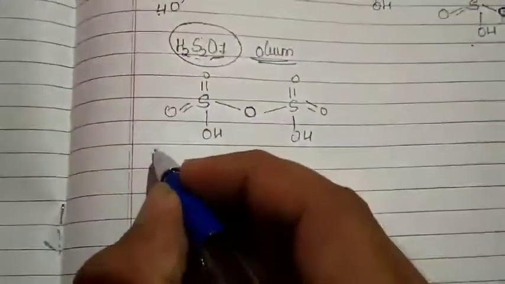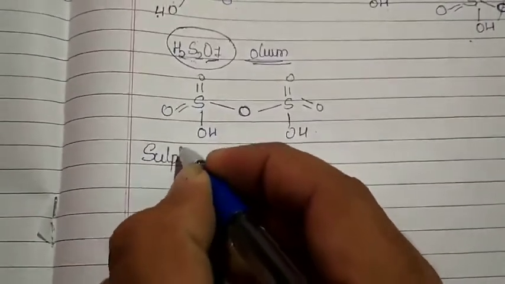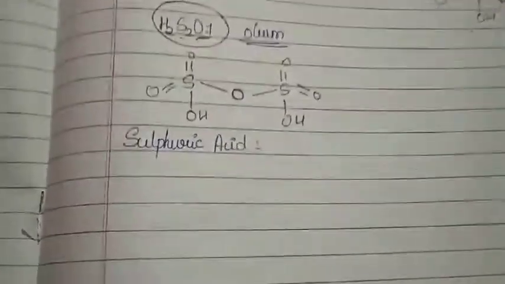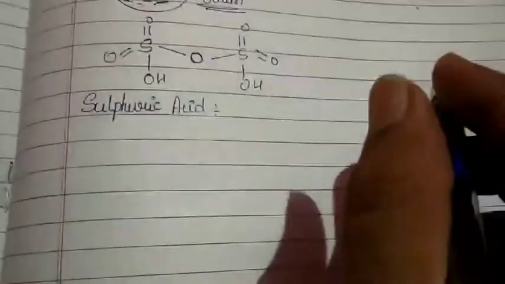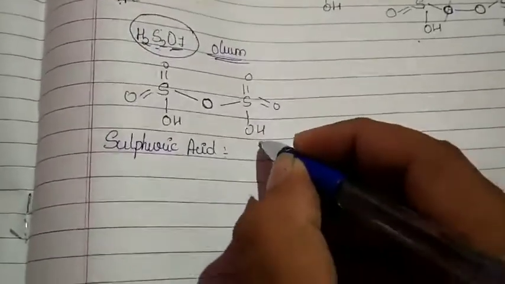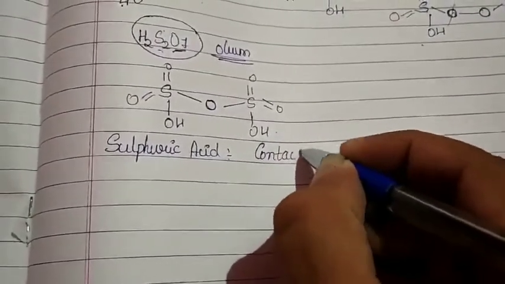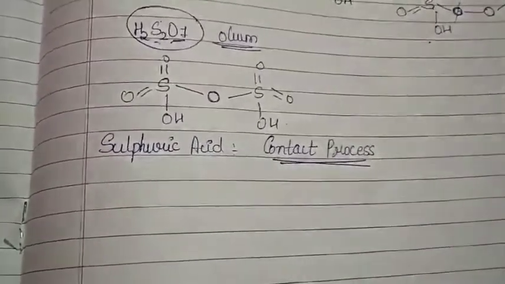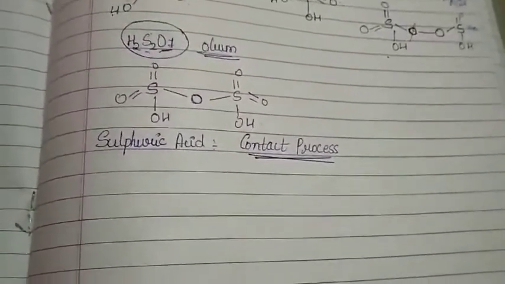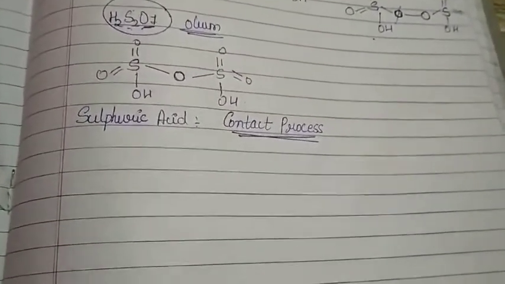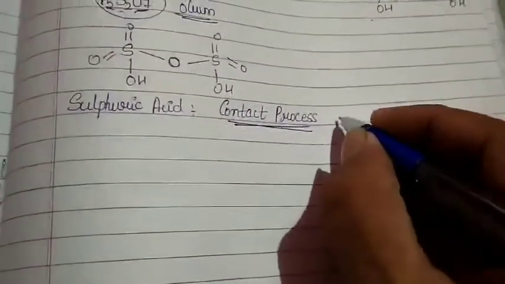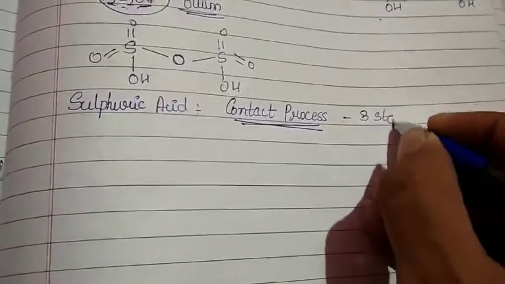The next important part we are going to study in sulfur is sulfuric acid. Pay attention here, very important topic. When we learn sulfuric acid, the first important point that strikes our mind is a process called the contact process. This is the process in which you see how to manufacture sulfuric acid. Whenever we talk about the contact process, the manufacture of sulfuric acid, there are mainly 3 steps. It's a 3-step process.